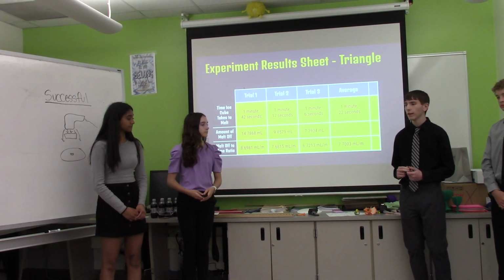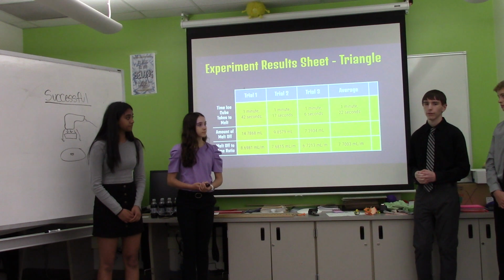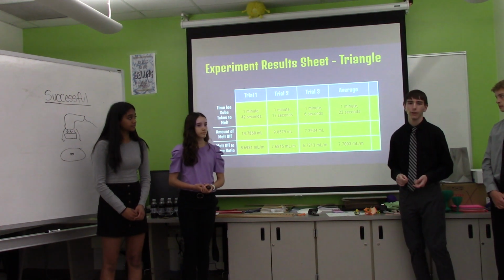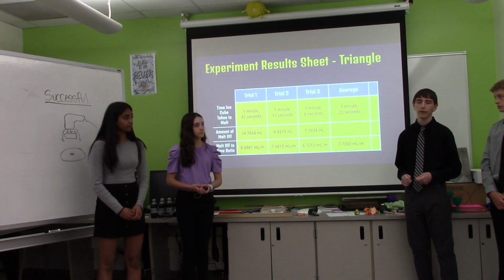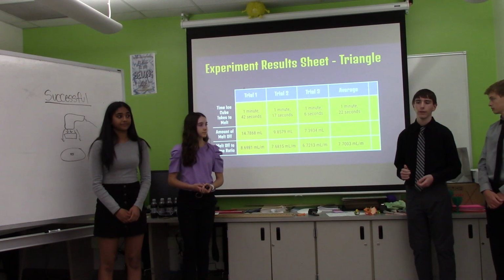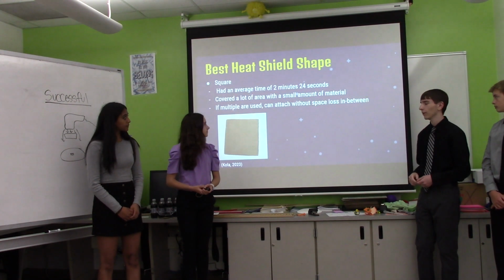We've been using that statistic for each of them and haven't really explained what it means. It's just how much water melted off the ice per minute. Higher numbers mean the shield was less effective, and so the triangle kind of sucks.